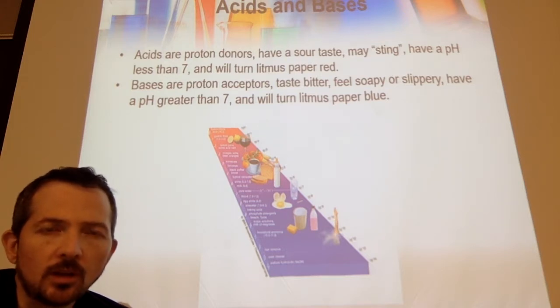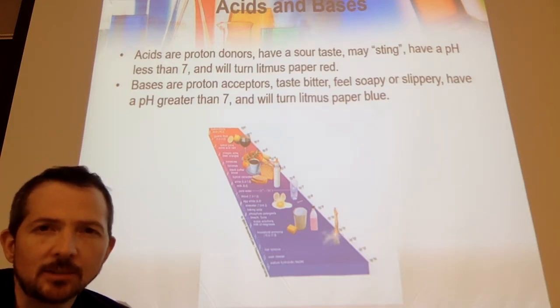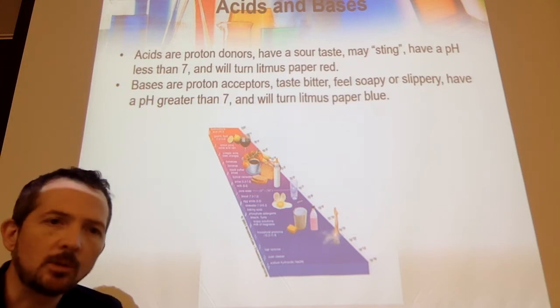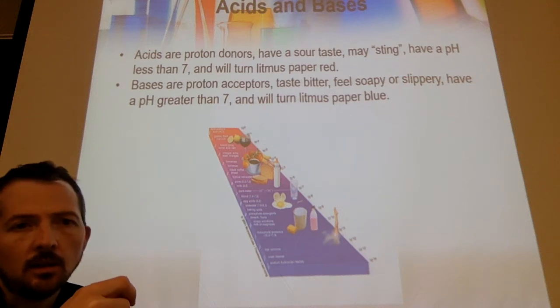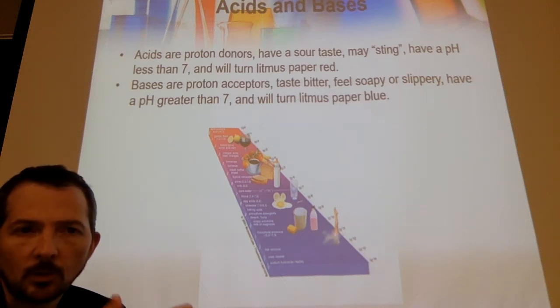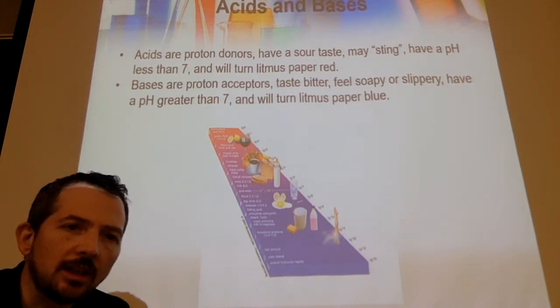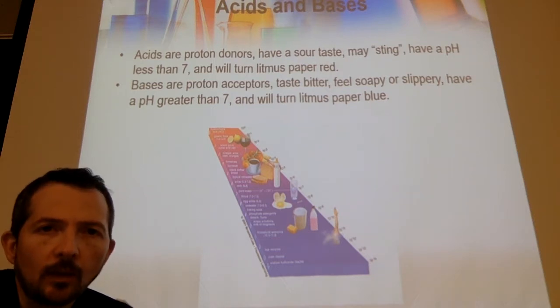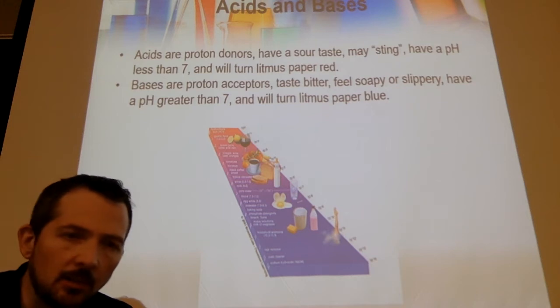So acids are proton donors, have a sour taste, they may sting substances they come in contact with, and they'll turn litmus paper red. Litmus paper is just a piece of paper that could be red or blue. If it's red, you stick it in acid, it stays red. You stick it in base, it turns blue. Likewise, you have blue litmus paper. Stick it in base, it stays blue.